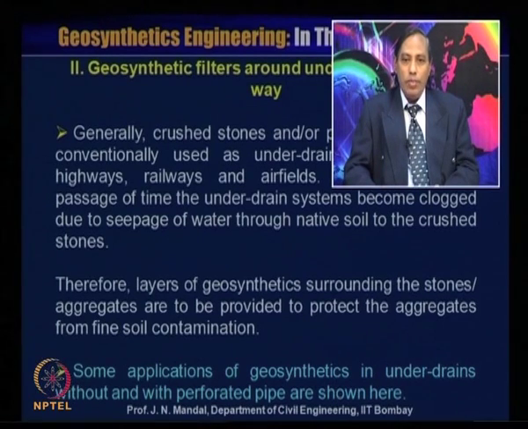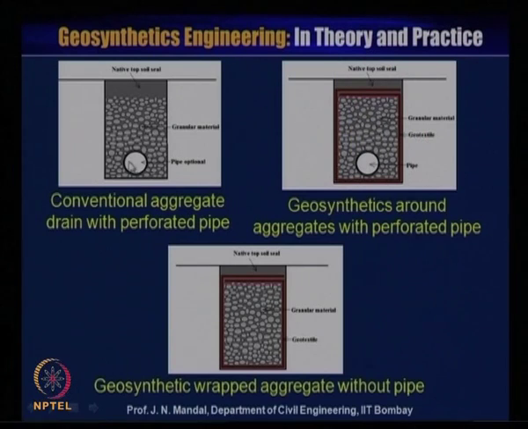Some applications of geosynthetics in under drain, without and with perforated pipe, are shown here. You can see here, this is the conventional aggregate drain with perforated pipe. You excavate, fill up with the aggregate, and this is the pipe that is optional, and then on the top of this is the native soil. So there is a possibility of clogging or choking, because the native soil comes directly in contact with the aggregate. So after a passage of time it will choke.